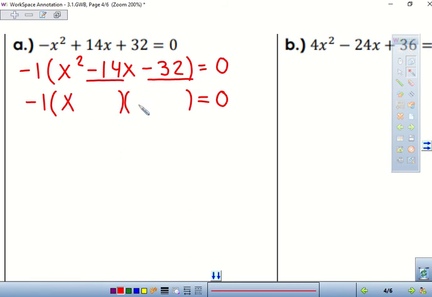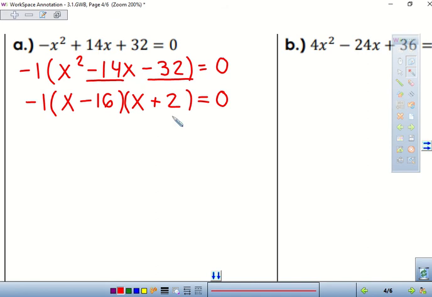Any ideas? 8 and 4 would work if it was 12. So what did you say? Negative 16 and positive 2 would work, right? Because those would multiply to give me negative 32, but add up to negative 14, right?